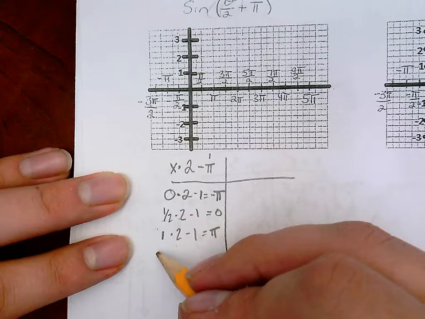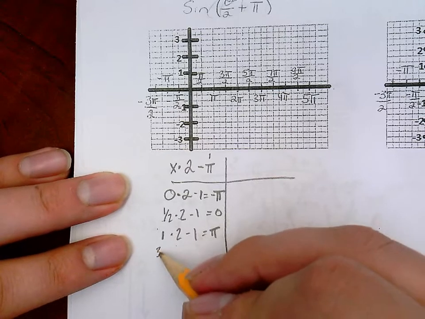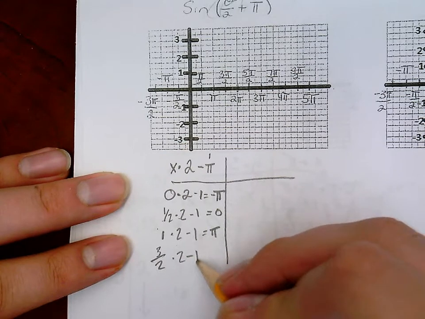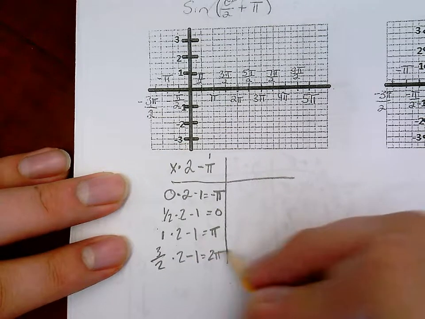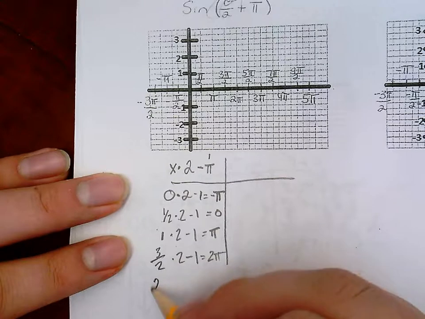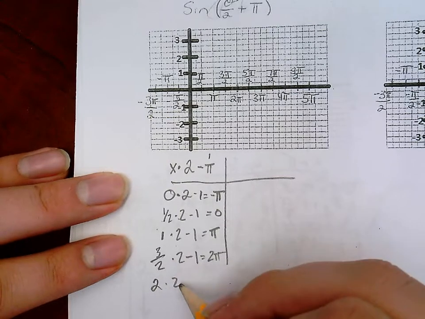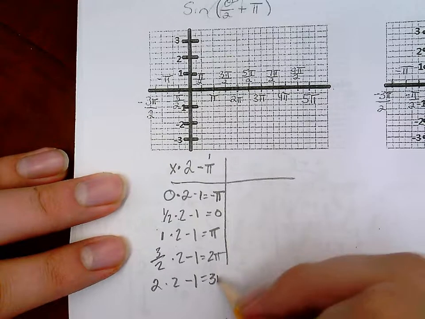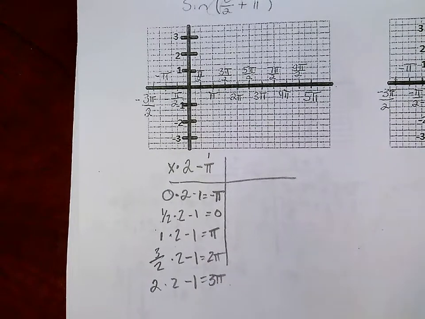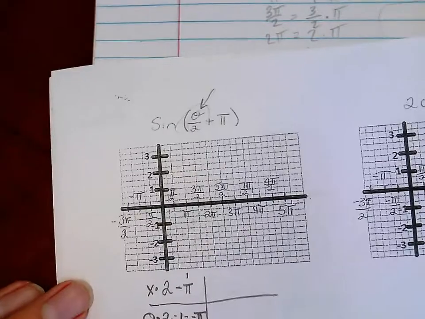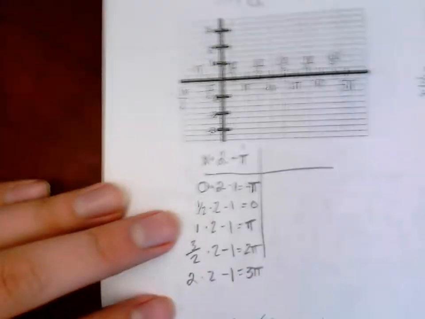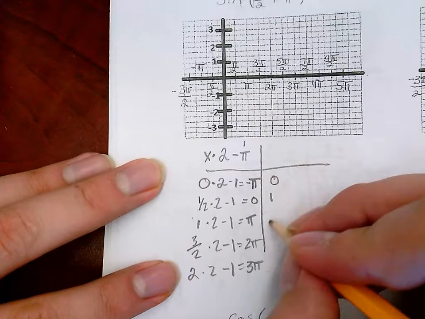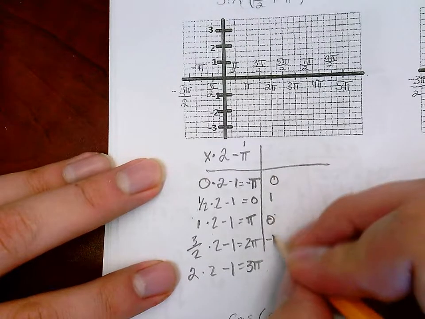Then I will do 3 pi over 2, or just 3/2 times 2, which is 3, minus 1, which is 2. 2 pi. And then we'll do 2 pi, which is 2 times 2, which is 4, minus 1, which is 3 pi. Okay? And what you'll notice is there's no number in front, so the y's actually stay the same. So this would be 0, 1, 0, negative 1, 0.